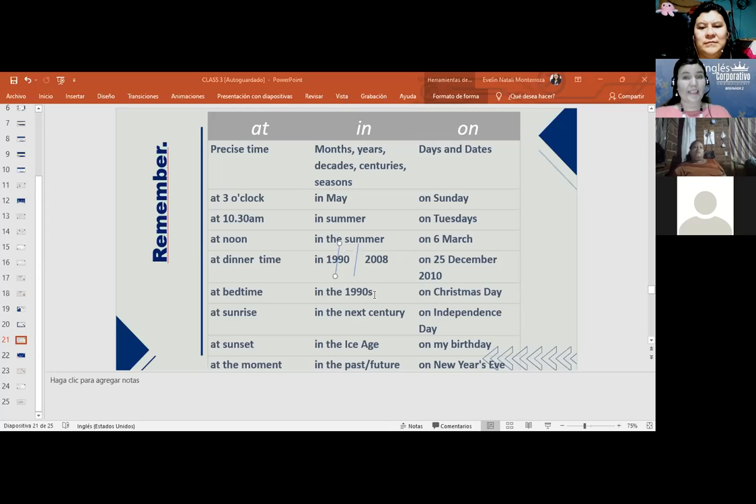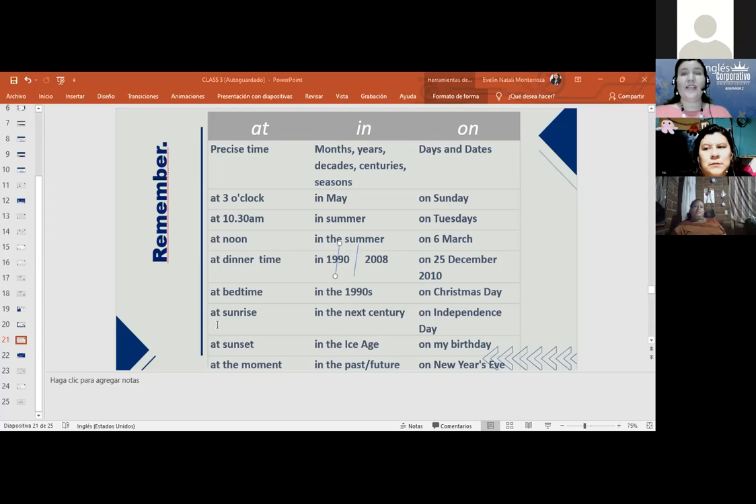In the 1990s, in the next century, in the ice age, allá por la era del hielo, in the past or in the future. And in the next one, for on, you use it with days and dates, on Sunday, on Tuesdays. Yes, Juan? Tell me.